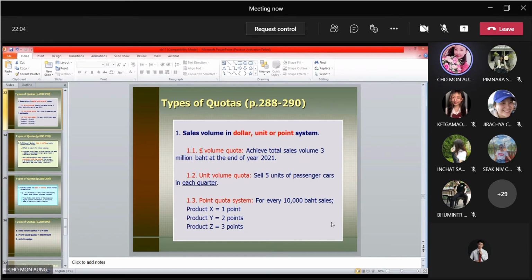So let's see one by one. Dollar volume quota. We set the sales objective or sales quota in terms of amount of money, how much they have to achieve within that particular period of time. If you look at this, each must achieve 3 million baht in sales at the end of the year. That is in terms of amount of money, dollar volume. At the end of 2021, that is a specific period of time. It can be a monthly quota, quarterly quota, or yearly quota, so it depends on the company. Usually the sales quota would be an annual quota for the whole year, so that at the end of the year, we will be able to evaluate their performances. The second one is the unit volume quota.